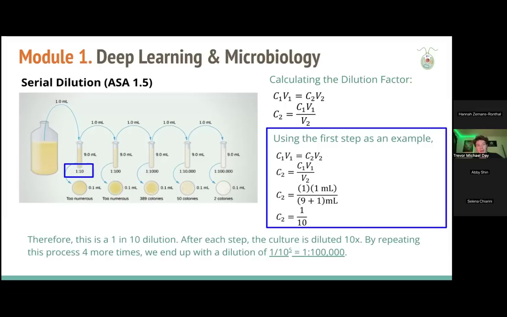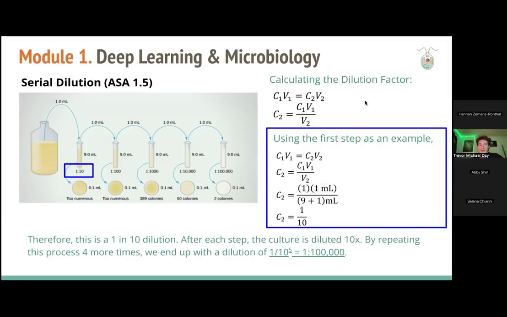So in this case, we're solving for C2, and we're arbitrarily setting the concentration of C1 to be 1 in this example. So we're taking 1 milliliter, which is where you see the 1 milliliter in the numerator of the third line of the equation coming from, and we add 9 plus 1 to get the total final volume of our diluted solution, 10 milliliters, giving us a concentration of 1 over 10.